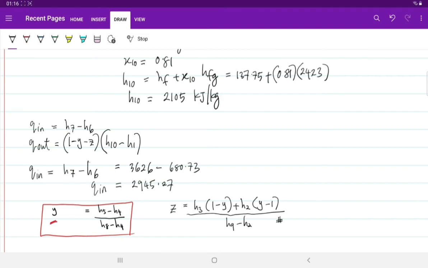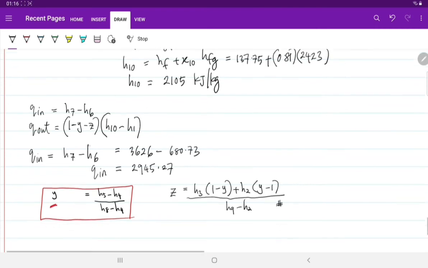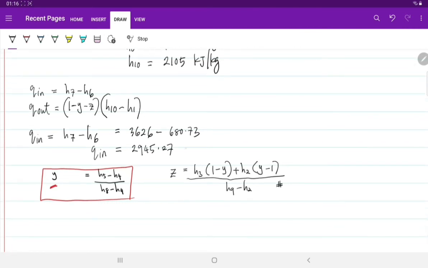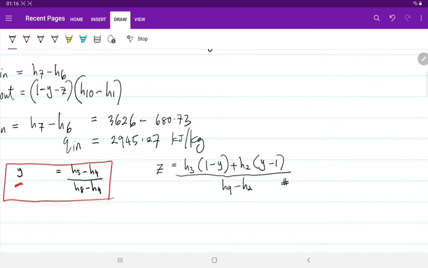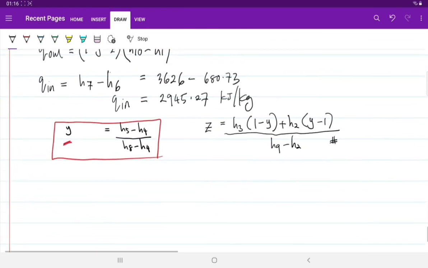You can just substitute the numbers. So let's say just now we have Q in equals H7 minus H6, Q out equals 1 minus Y minus Z, multiplied by H10 minus H1. So H7, H6 is already obtained from the steam table. Our Q in is 2945.27 kilojoules per kilogram. Okay, to find Q out, somehow we need to find what is Y and Z.